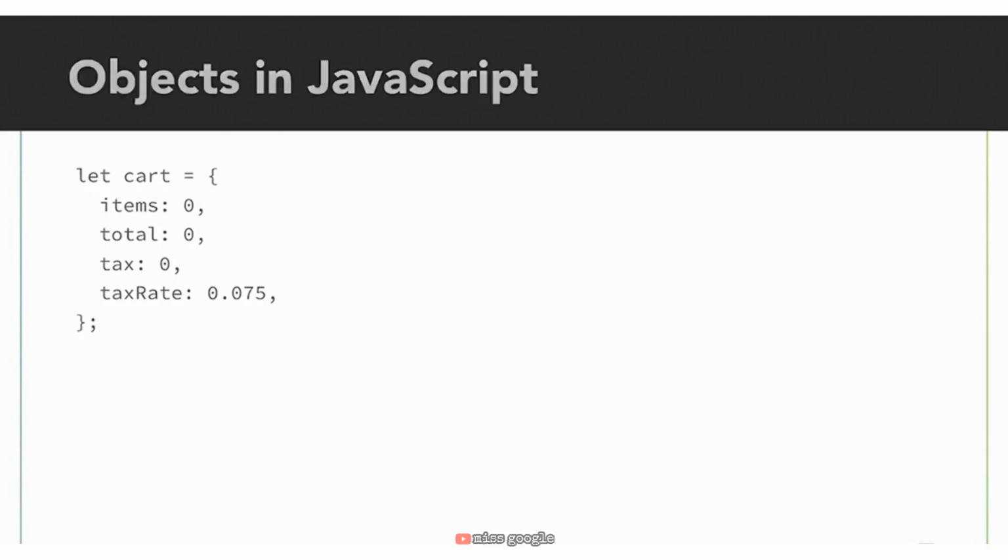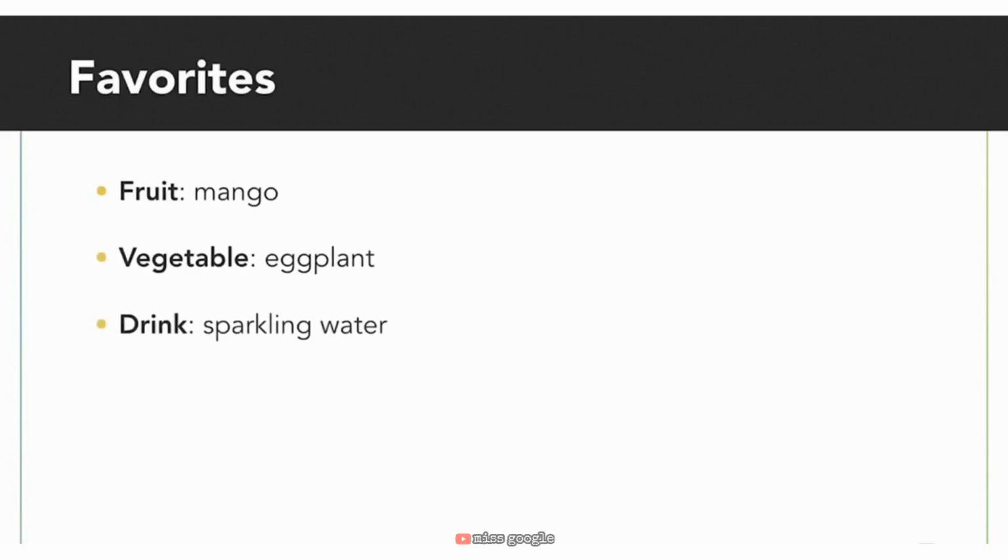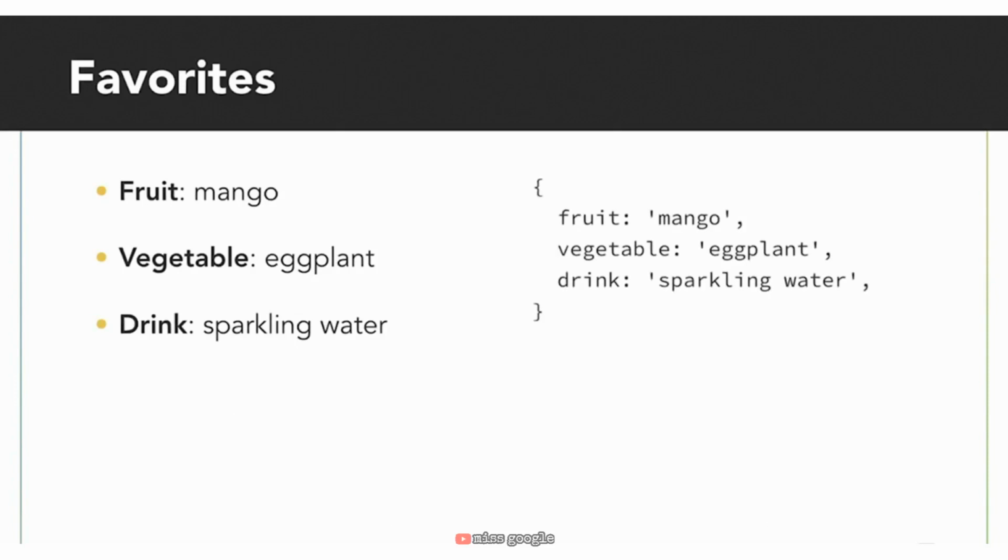For instance, suppose I'm making a list of my favorite foods. My favorite fruit is a mango. My favorite vegetable is an eggplant. And my favorite drink is sparkling water. I can make a list and specify a category and then the favorite thing. This is already most of the way there to creating an object in JavaScript. All I have to do is add the right punctuation so a JavaScript parser can understand the relationship between the items I'm presenting, and I have an object.